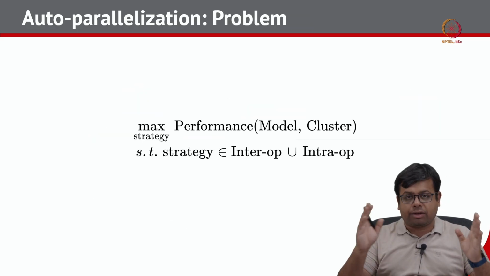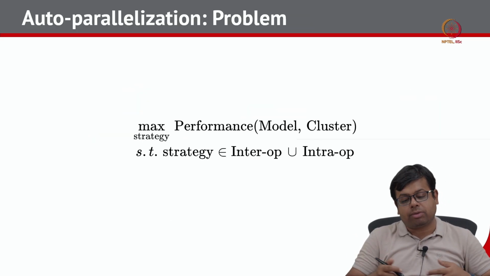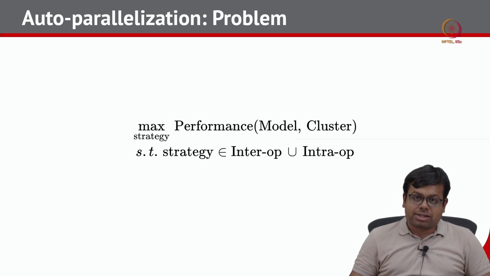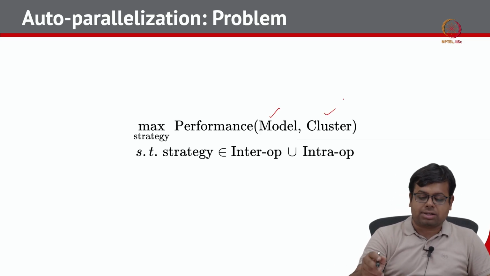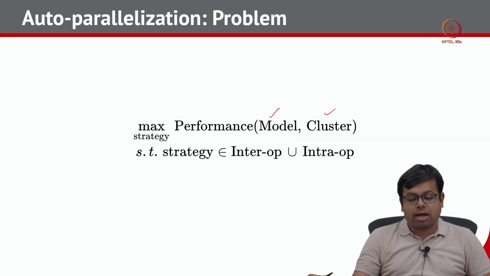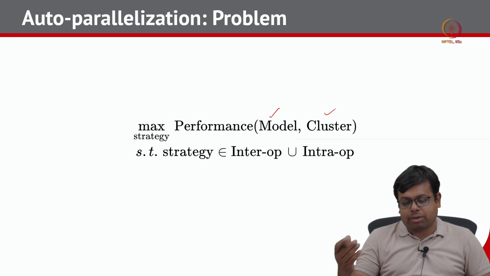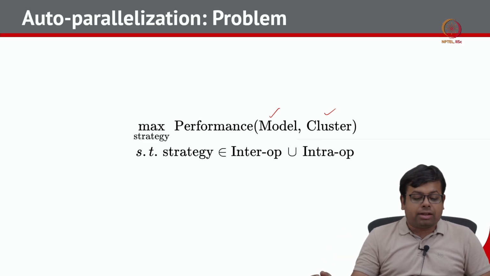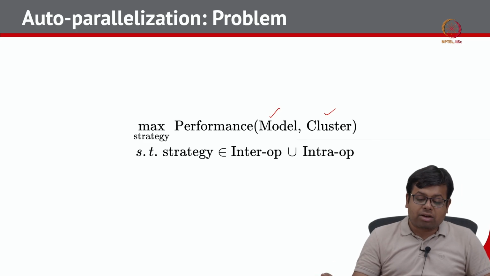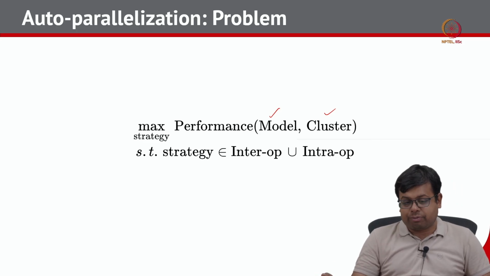If we talk about the general problem, we need to maximize the performance given the model and the cluster. Again, the cluster is nothing but the GPU cluster. So, we need to select the strategy which maximizes the performance across the given model as well as the cluster. This strategy can be a combination of inter-operator and intra-operator parallelism. That is the mathematical problem of auto-parallelization in general.